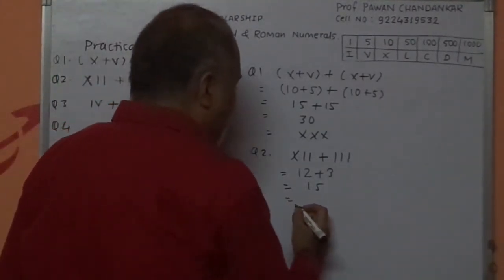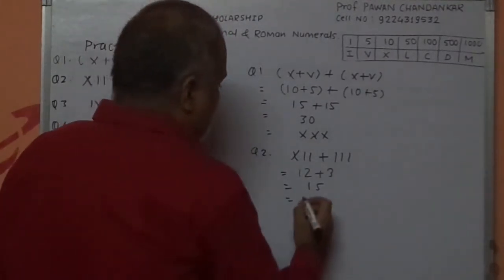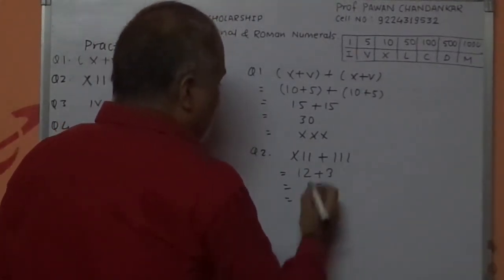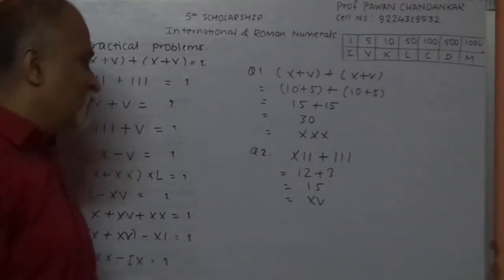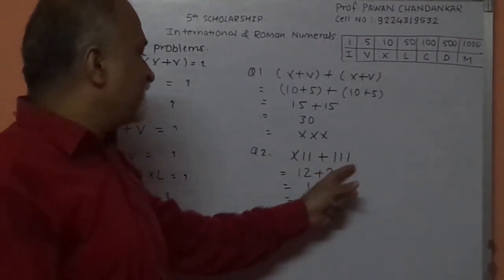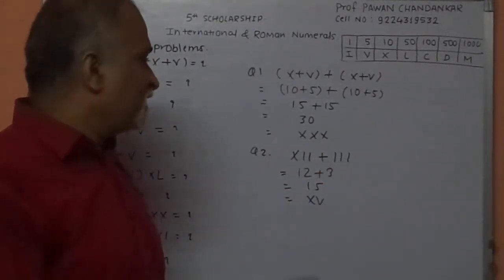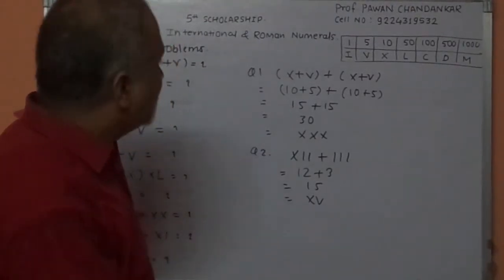How will you write 15 in Roman numerals, students? Very good. 15 means what? 10 plus 5. So I will write XV for 15. So the value of 12 plus 3 is 15, and 15 is written in this form, that is XV.